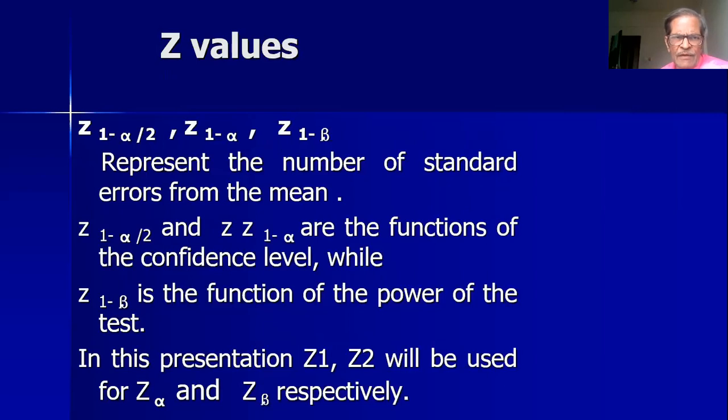These are also called Z1 minus alpha by 2, Z1 minus alpha for the alpha error, and Z1 minus beta. This represents the number of standard errors from the mean of the population. So Z1 minus alpha by 2 and Z1 minus alpha are functions of the confidence level, while Z1 minus beta is a function of the power of the test. In this presentation, we will be using Z1 and Z2 instead of Z alpha or Z beta respectively.